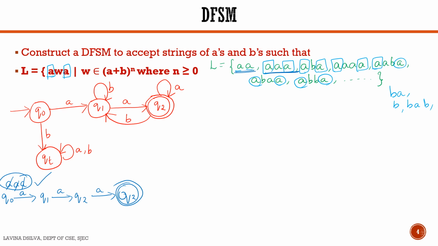Therefore, this string is accepted. The next string is ABA, right? Okay. We are in Q0 state. If we see A, we go to Q1 state. In Q1 state, if we see a B, we remain in Q1 state itself. Now, the 3rd character in Q1 state, if we see A, we go to Q2 state. We have finished processing our string, and the last state is Q2, and Q2 is the final state. Therefore, this string is accepted.